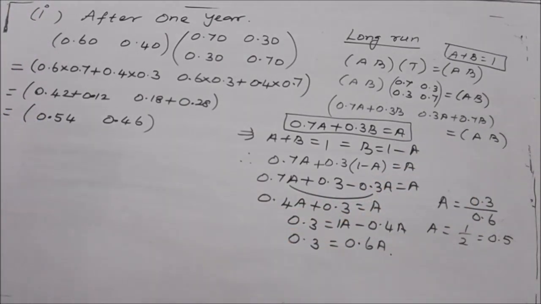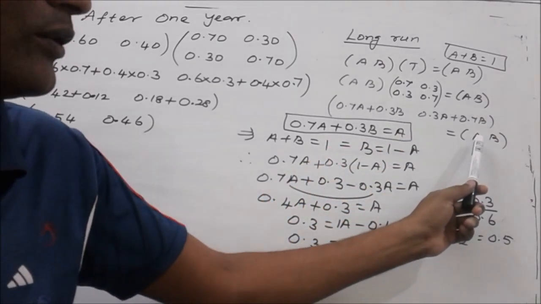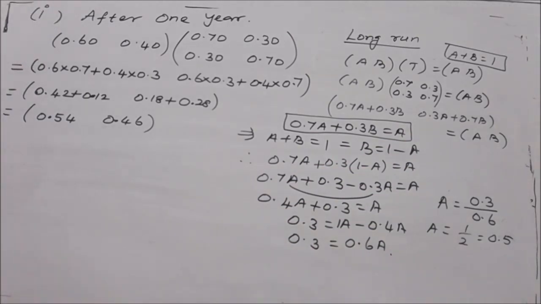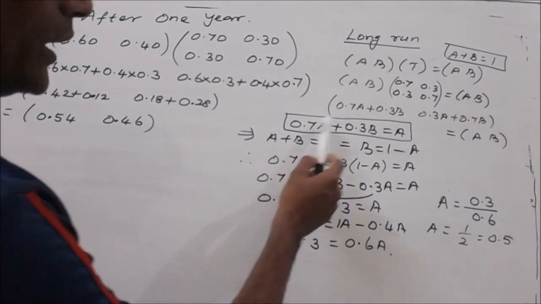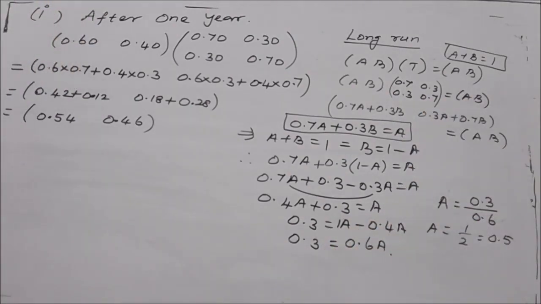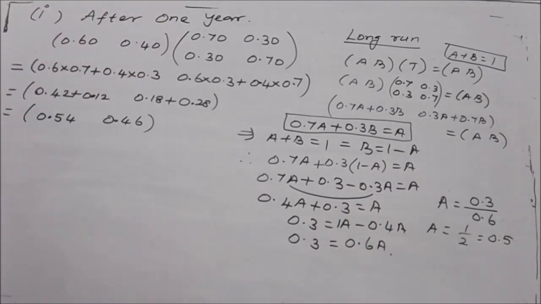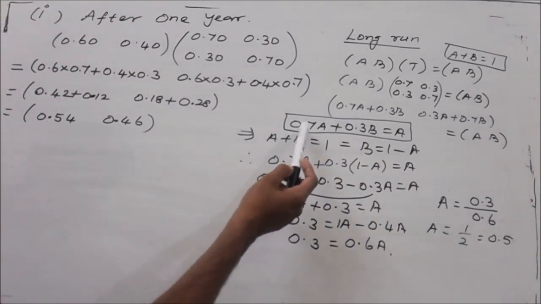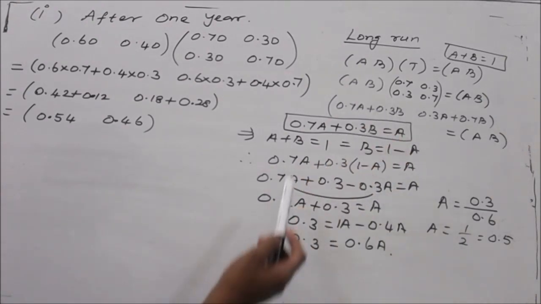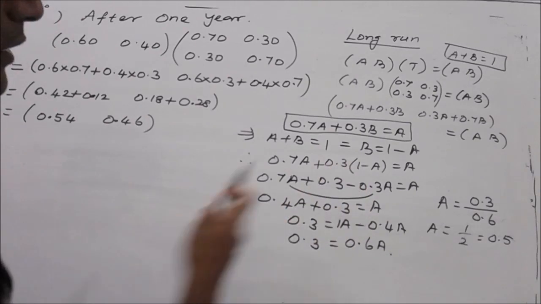These are equal matrices, equating the corresponding elements. 0.7a plus 0.3b equal to A. The other equation is also available, but we can omit that because we have two B's there, and we would have to substitute 1 minus A twice, which will take a long time. To reduce the time, take the first equation, 0.7a plus 0.3b equal to A. A plus B equal to 1 we know already, which implies B equal to 1 minus A.